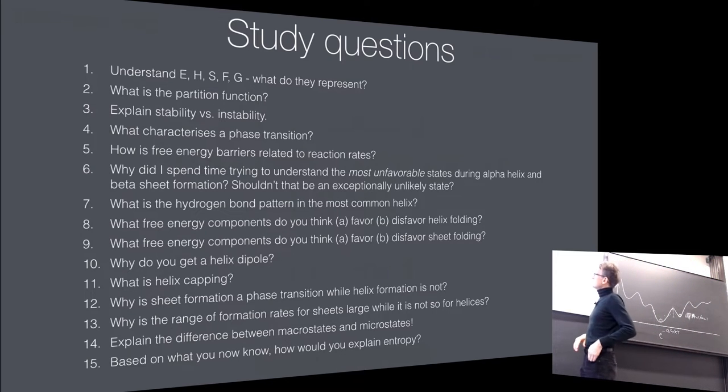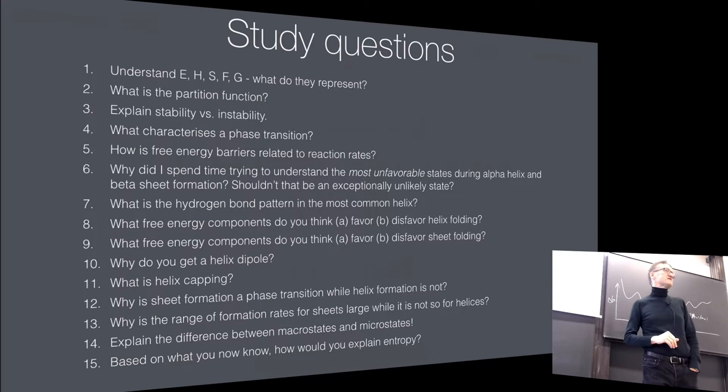I spoke a little bit about helix dipoles, but I covered that already earlier this week, so I won't repeat that here. And this was also the sheet phase transition. This had to do with the helix being one-dimensional. Why is the range of formation rates for beta sheets much larger, while that's not really the case for alpha helices?